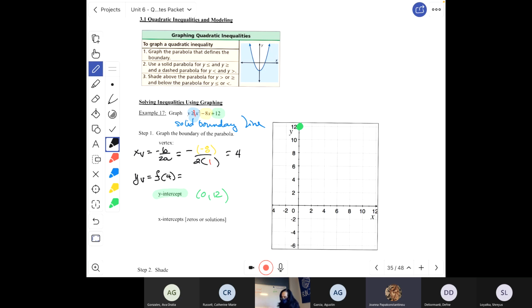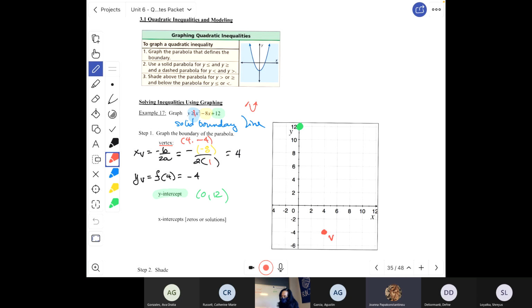So what would be the output? Negative 4. So what is my vertex? Okay, let's plot that. And is this going to open up or down? It's going to open up. Okay, so let's just keep that in the back of our mind to make sure we graph it correctly.